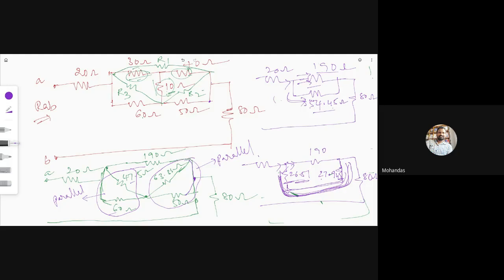190 into 54.45 by 190 plus 54.45, which is equal to, let me calculate here, 190 into 54.45. 42.32. Okay, na? Yeah, this becomes 42.32.